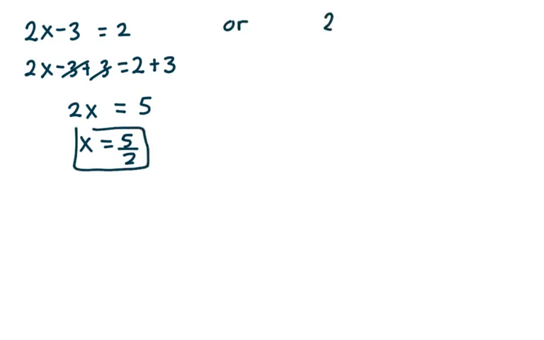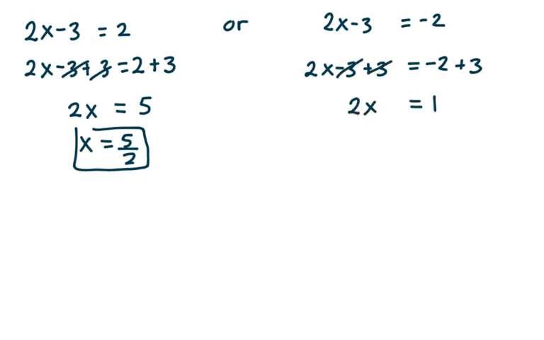Or 2x minus 3 equals negative 2. So if I add 3 to both sides, we get 2x minus 3 plus 3 is equal to negative 2 plus 3. But these 3's cancel, and we get 2x equals 1. That's what negative 2 plus 3 is. If I divide both sides by 2, I get x equals 1 half.